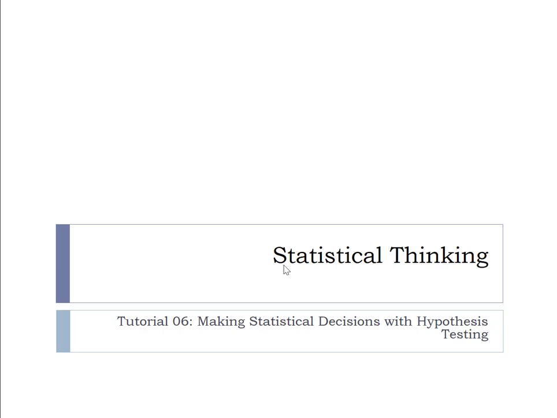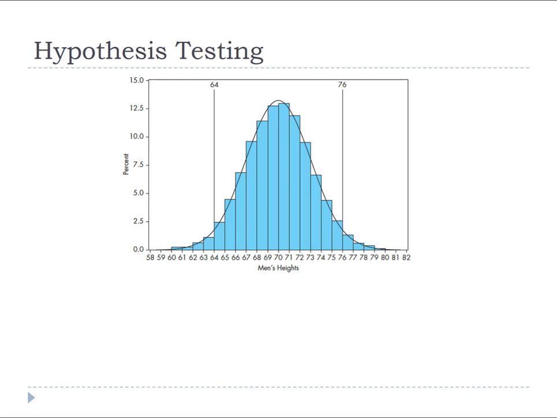Welcome to my sixth tutorial in statistical thinking, titled Making Statistical Decisions with Hypothesis Testing. In our last tutorial, we constructed and reasoned with confidence intervals as one approach to answer our statistical questions about the population parameter of interest. Another approach to making statistical decisions regarding the value of a population parameter is known as hypothesis testing.